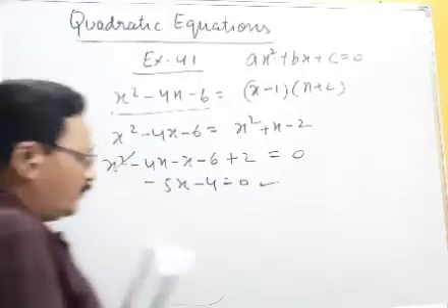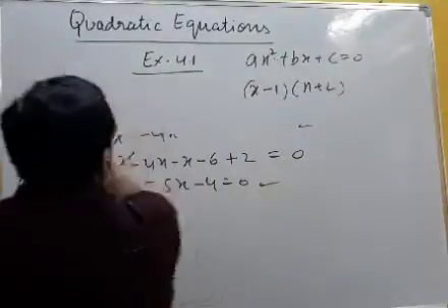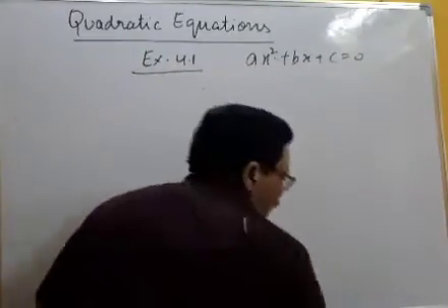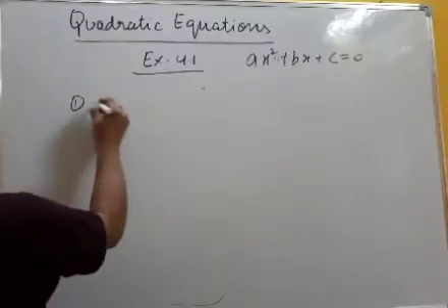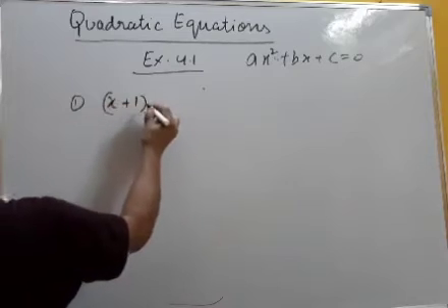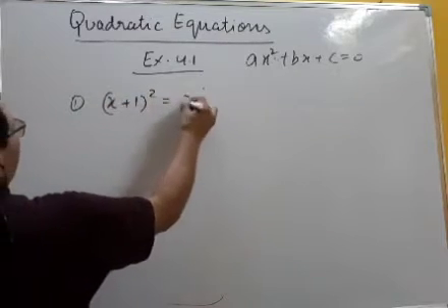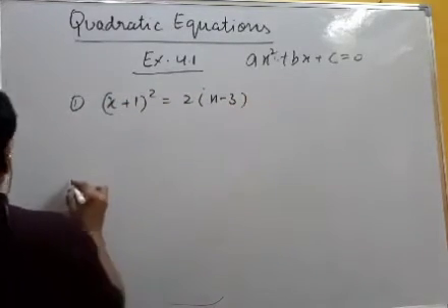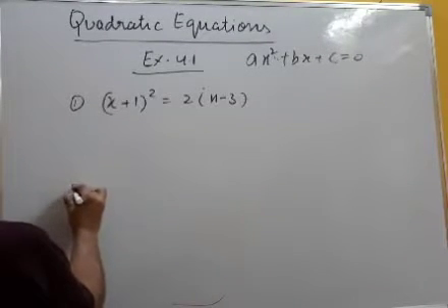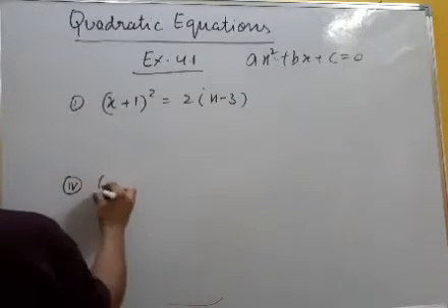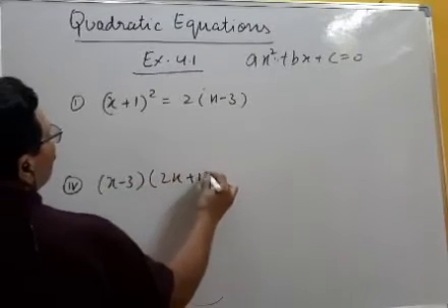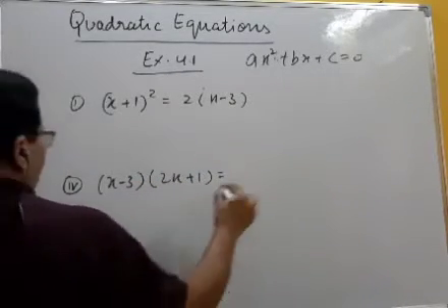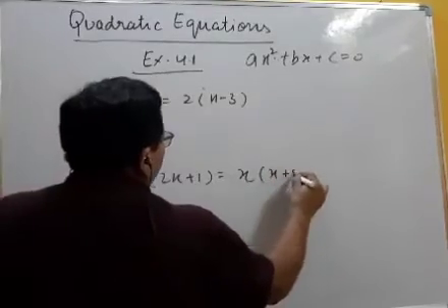This is the example I took from my side. Now we start with the exercise. See the first one: (x plus 1) square equals 2(x minus 3). I am writing two or three problems. Then I am writing the fourth one: (x minus 3)(2x plus 1) equals x(x plus 5).